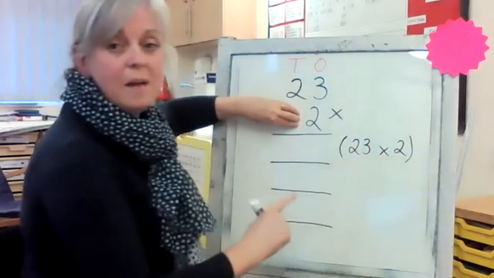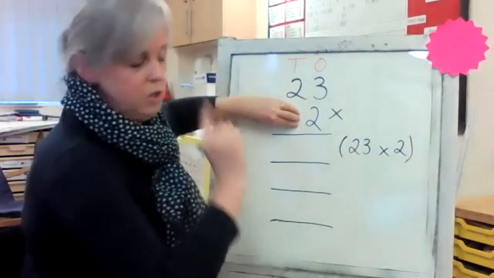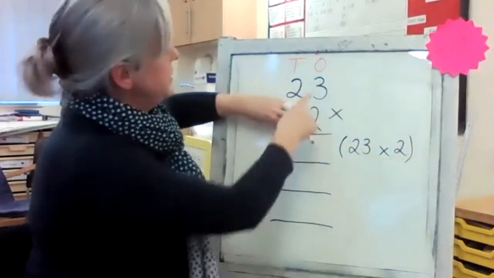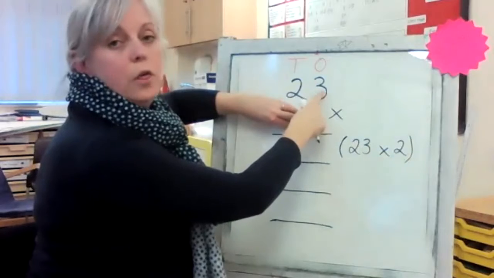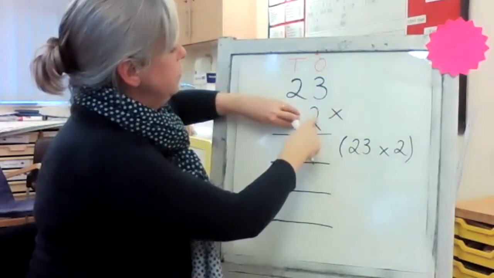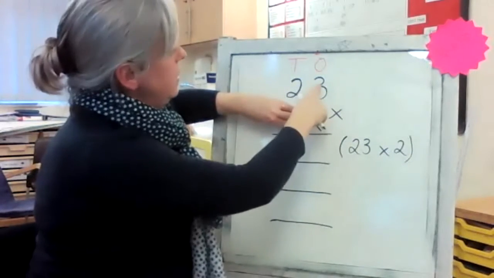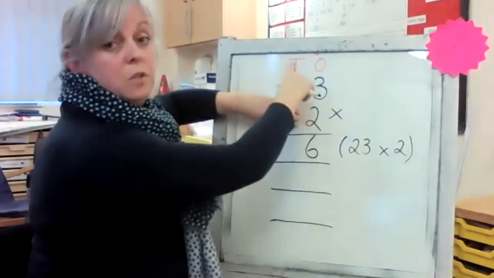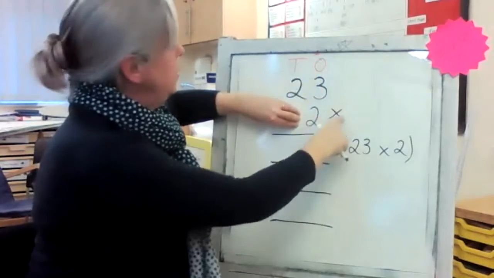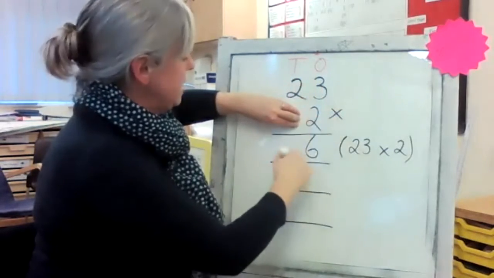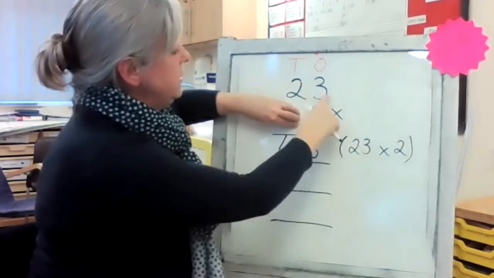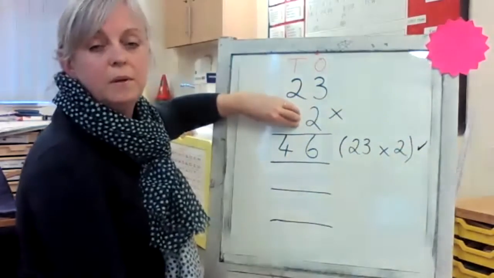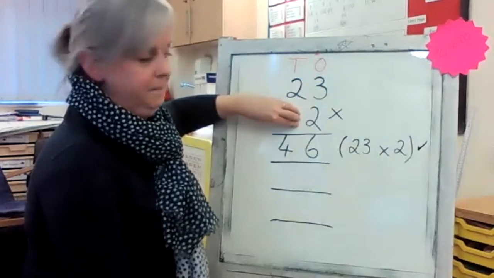I want you to get into the habit of writing these brackets to remind you of your first step. Right, so 23 times 2. So we go to the ones column first. 3 multiplied by 2, so 3 lots of 2, 2 lots of 3. Ones is 6, 6 ones. 2 tens multiplied by 2, so 2 lots of 2 tens is 4 tens. So the answer to 23 multiplied by 2 is 46. So I've completed that first step. Hopefully that all seems very clear.